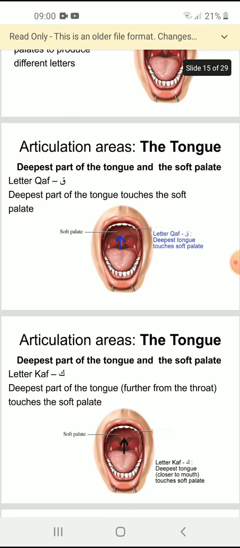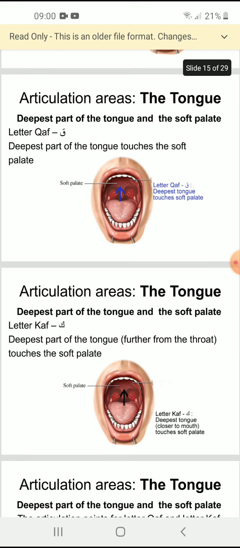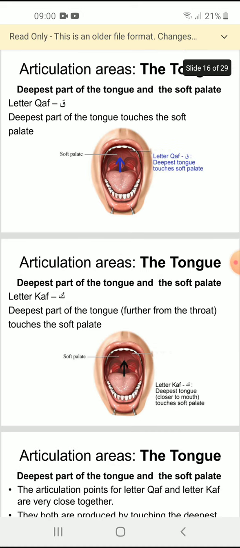Okay. Next we have the other letter Kaf. This one is very close to the Qaf, but it is not produced from the soft palate. It is produced from the hard palate, which is closer to the teeth. So it is further from the throat and closer to the mouth, or the upper teeth, or the front teeth, if we want to clarify more. So what is the difference between the Qaf and the Kaf? They are very close together. Both are produced from the deepest part of the tongue, but we are not meeting the same point at the top of the mouth. In case of the Qaf, we are meeting the soft palate. In case of the Kaf, we are meeting the hard palate, which is more close to the mouth.